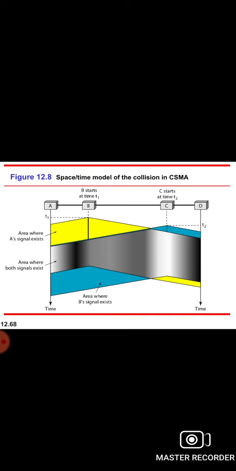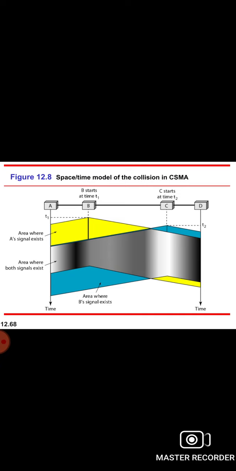In other words, a station may sense the medium and find it idle only because the first bit sent by another station has not yet been received. For example, in this diagram, at time t1, station B senses the medium and finds it idle, so it sends a frame. At time t2, where t2 is greater than t1, station C senses the medium and finds it idle because at this time the first bits from station B have not reached station C. Station C also sends a frame. The two signals collide and both frames are destroyed.